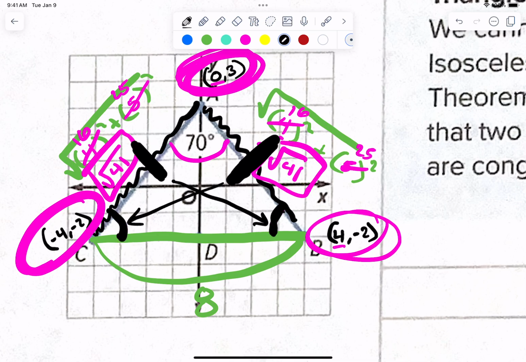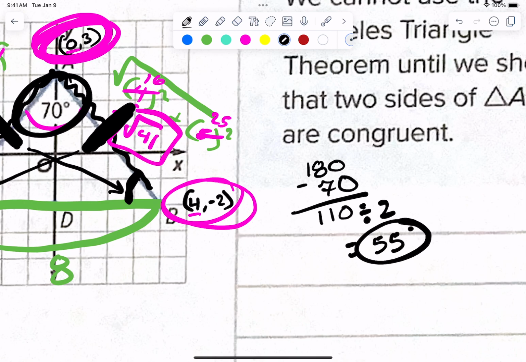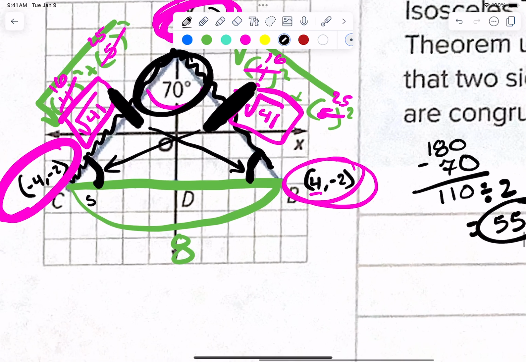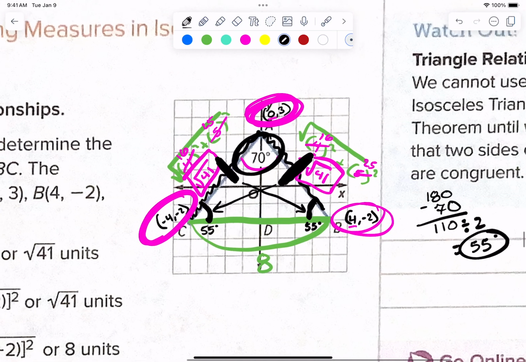All right, now how can I find what those two are? 180 minus 70. I know the top one is 70, right? Yep, so Megan says 180 minus 70, okay, is how much? 110, okay, then what? And then divide by 2. Now we divide by 2, perfect. And that is like 55. Yeah. So each one of those angles is going to be 55. Okay, we can't jump straight to that until we know it's a perfect isosceles triangle. Got it? So find the measure of angle B and angle C. They are both 55 degrees.